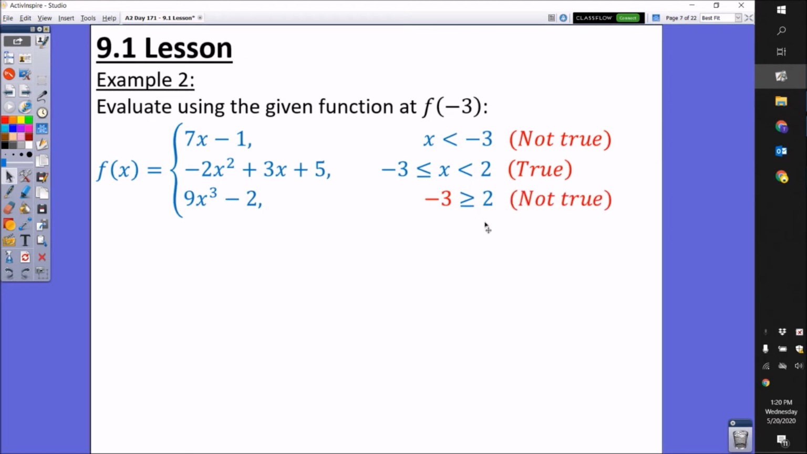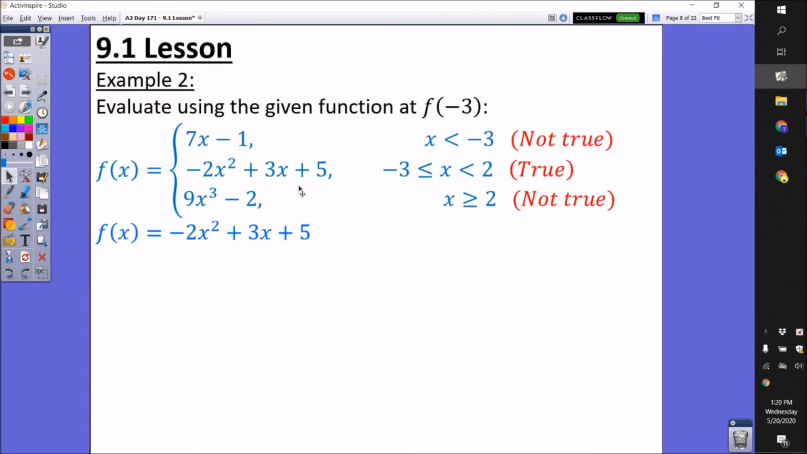So once we figure out which equation to use based on the corresponding condition that we deemed true, we're going to be using the second equation. So f of x equals negative 2x squared plus 3x plus 5.